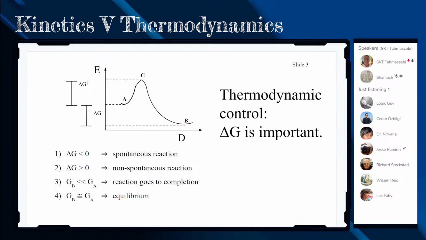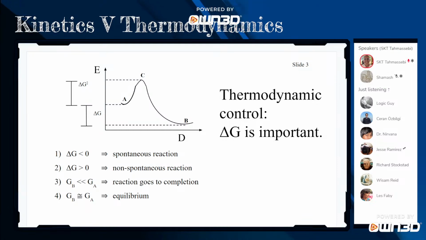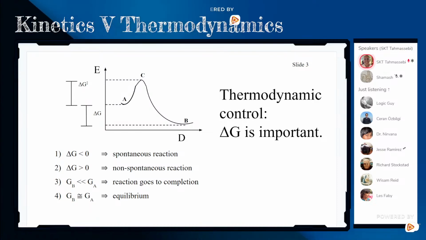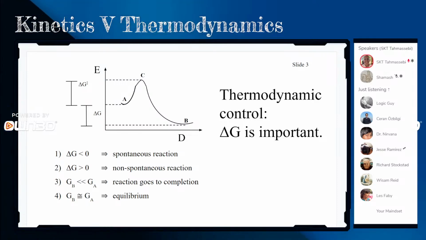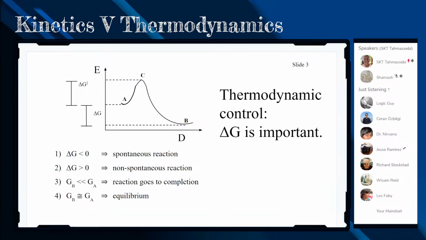But if the difference between the G's, the free energies, is not that great, and the activation energy, the transition state, is accessible from both sides, then we will end up with a situation where it's just as easy for A to go through C to go to B as it is for B to go through C to get to A. That is, both the forward reaction and the reverse reaction under the temperature and pressure conditions that we're looking at, both of those are energetically accessible to us.